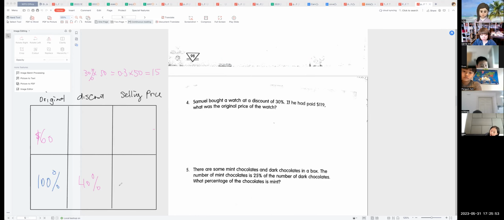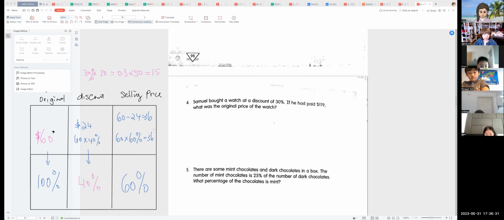I'm going to do 100%, and because the total is 100% and the discount is 40%, the selling price will be 60%. Correct, avocado? Okay, so because this is 60, so 60 to 100, so 40 is what? It is 60 times 40%, which is $24. So the selling price, 60 minus 24 equals 36, or 60 times 60% also equals 36. So you can do it yourself.